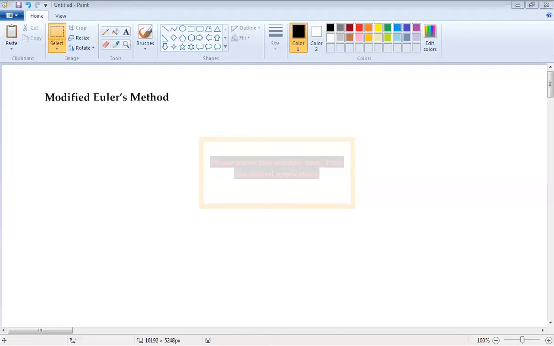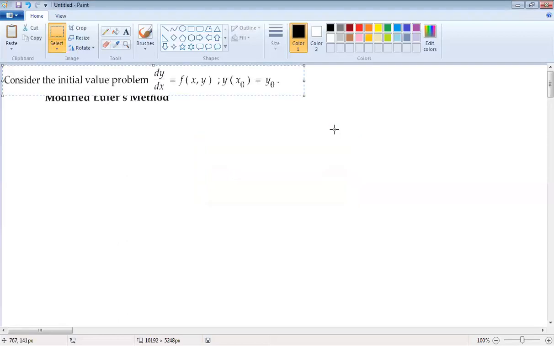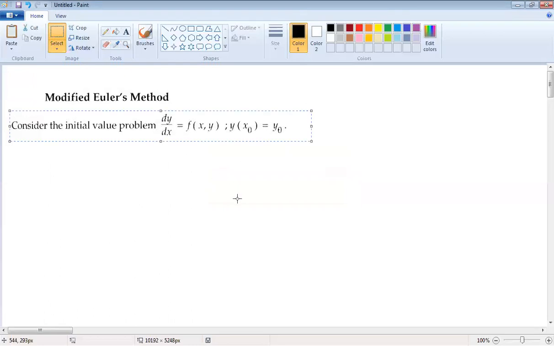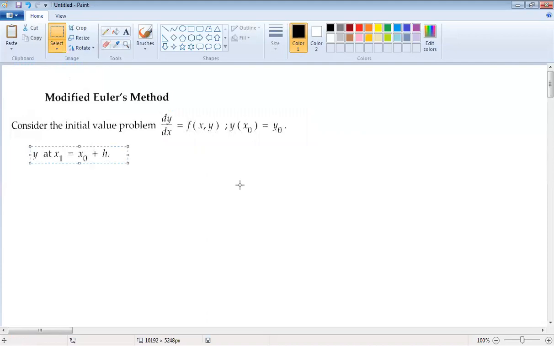So for this, let's consider a linear differential equation where the initial conditions are given to us. So the differential equation we have considered is dy by dx is equal to f of x comma y, and the initial condition given is y of 0 is y naught. We need to calculate y at x1. x1 is x naught plus h, where h is the step size.